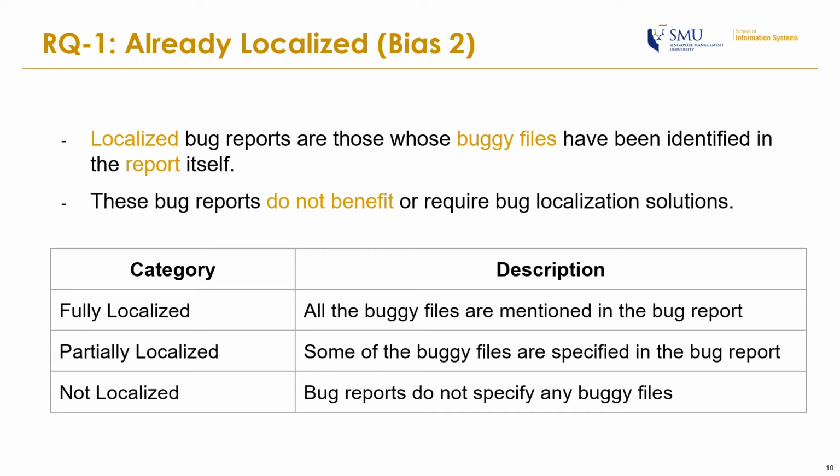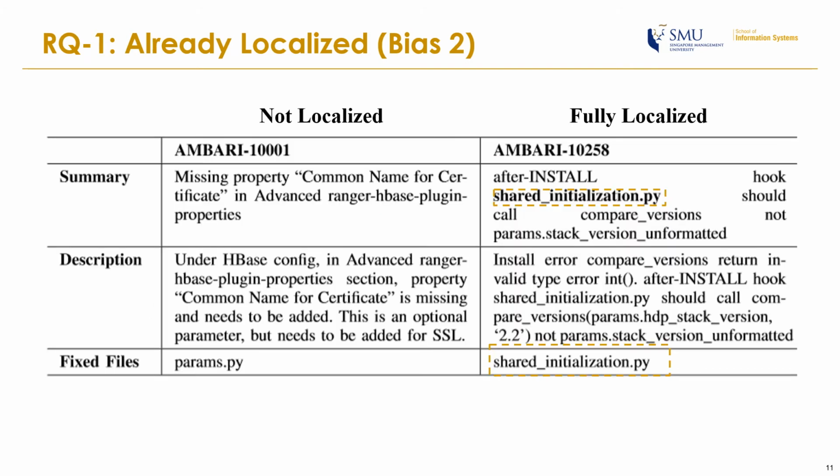Next, let's discuss bias 2, which is already localized bug reports. An already localized bug report is a bug report where the locations of the files that need to be fixed are already mentioned in the bug report itself. As the bug report already contains the location of the bug fix, it means that the bug is already localized and does not require bug localization. We categorize the bug reports into 3 categories, which are fully localized, partially localized, and not localized.